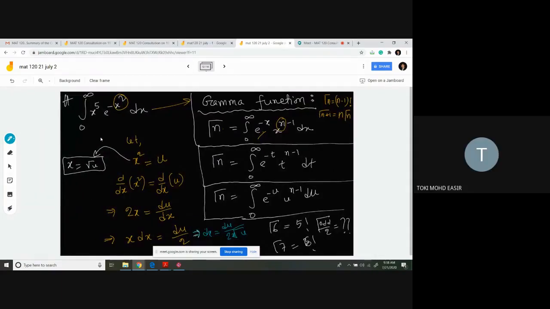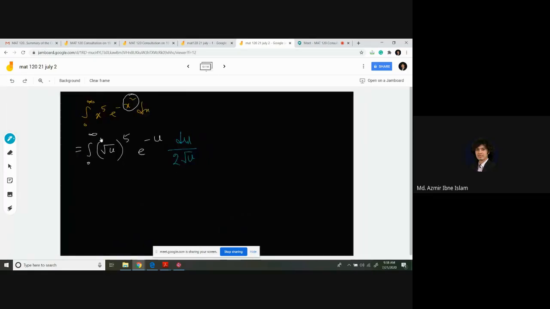The gamma function is the advanced function. You have to understand that the gamma function comes after all the concepts. So the gamma function is the advanced one, and you have to be very tricky in solving it. That's why problems are arising. You can see x is considered to be root u. That's why root u is here. Clear? Yes, sir.